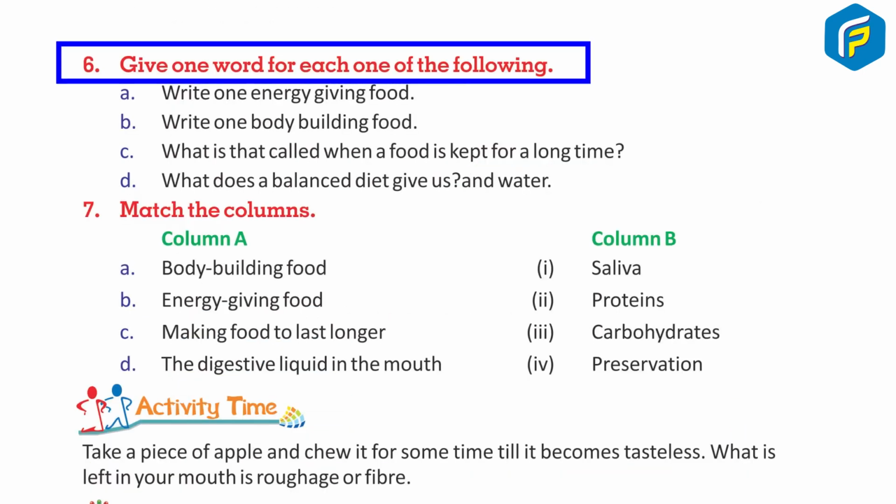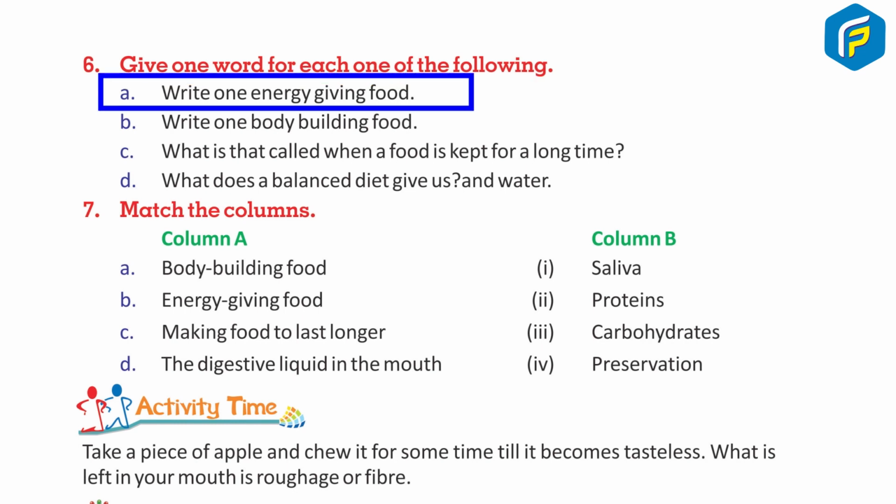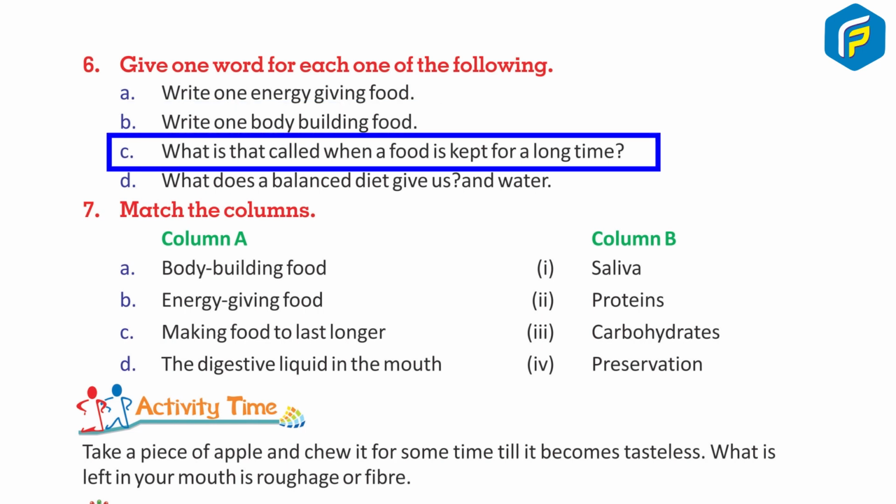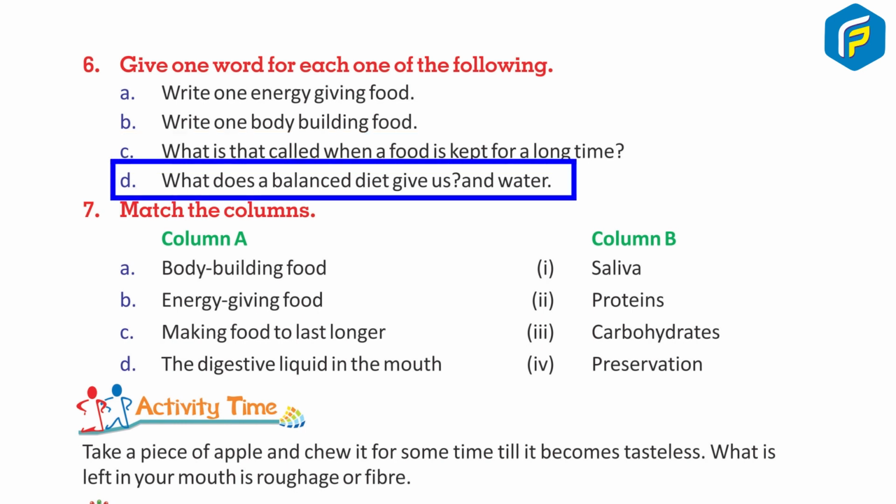6. Give one word for each one of the following. A. Write one energy-giving food. B. Write one bodybuilding food. C. What is it called when a food is kept for a long time? D. What does a balanced diet give us, and water?